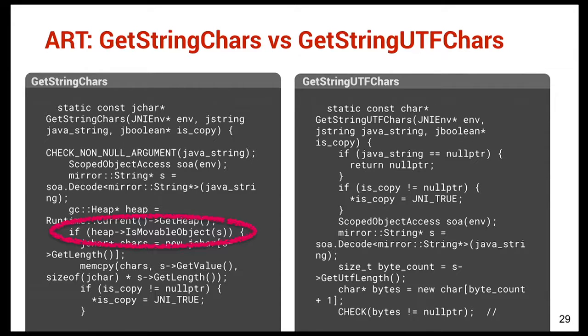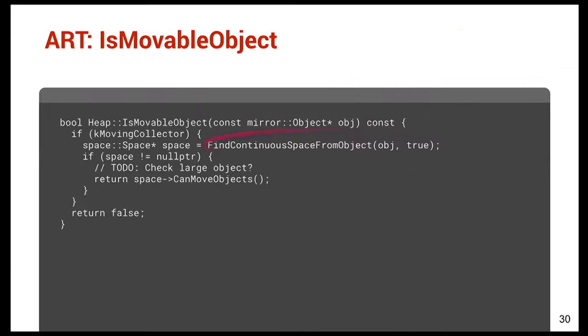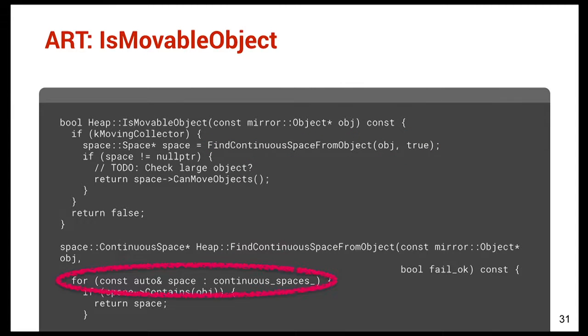Well, GetStringChars actually has to check, can I avoid this copy? So it looks at the heap and checks to see if that's a movable object. It turns out that's somewhat of an expensive call. You can see here there is this FindContinuousSpaceFromObject. That just sounds dangerous. And what is this actually doing in real life? Well, it calls this, which has a for loop in it that looks to find continuous spaces.